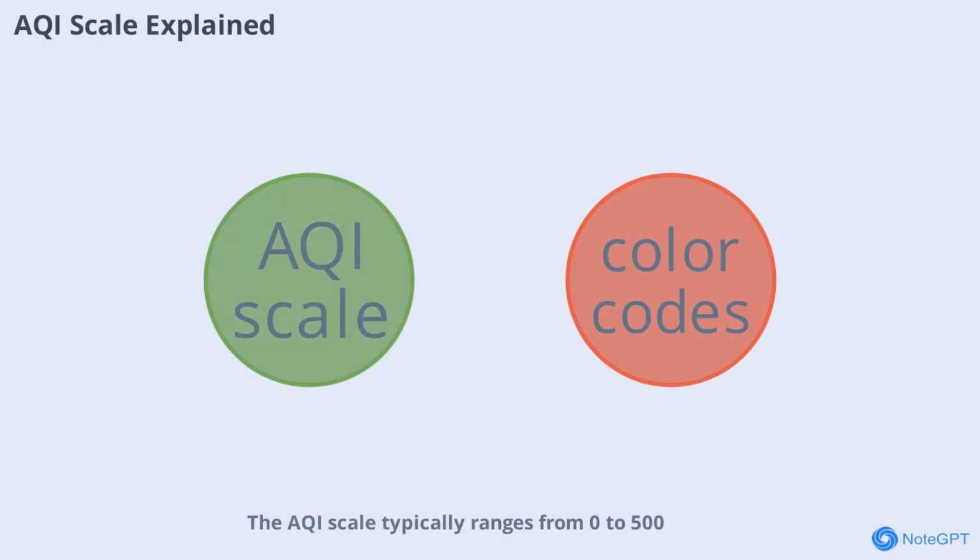The AQI scale typically ranges from 0 to 500, with lower values indicating better air quality and higher values signaling more pollution. The scale is divided into color-coded categories, such as green for good, yellow for moderate, orange for unhealthy for sensitive groups, red for unhealthy, purple for very unhealthy, and maroon for hazardous. Each category comes with specific health recommendations, so people can easily understand what actions to take. For example, a green AQI means it's safe for everyone to be outdoors, while a red AQI suggests limiting outdoor activities, especially for sensitive groups.